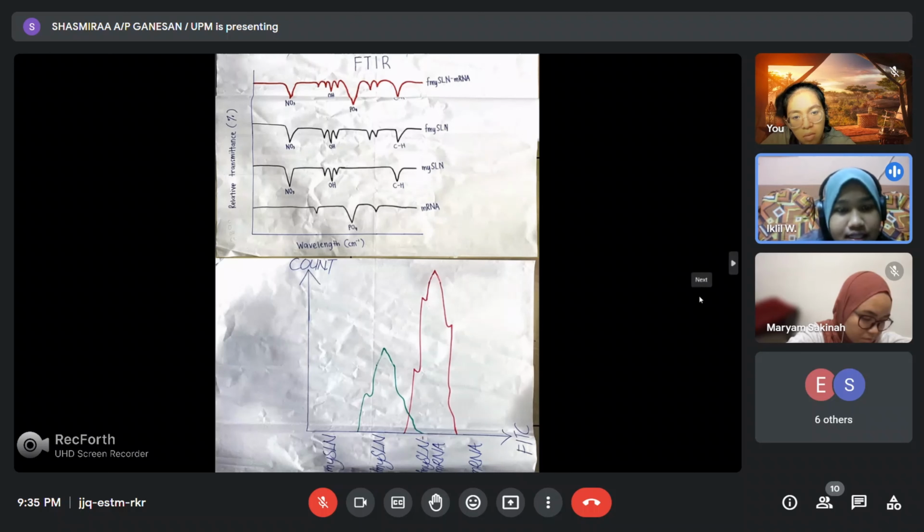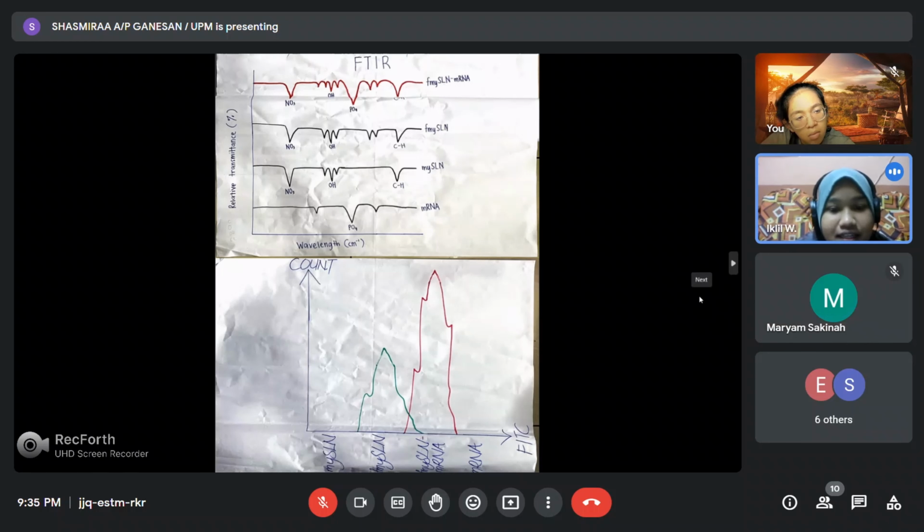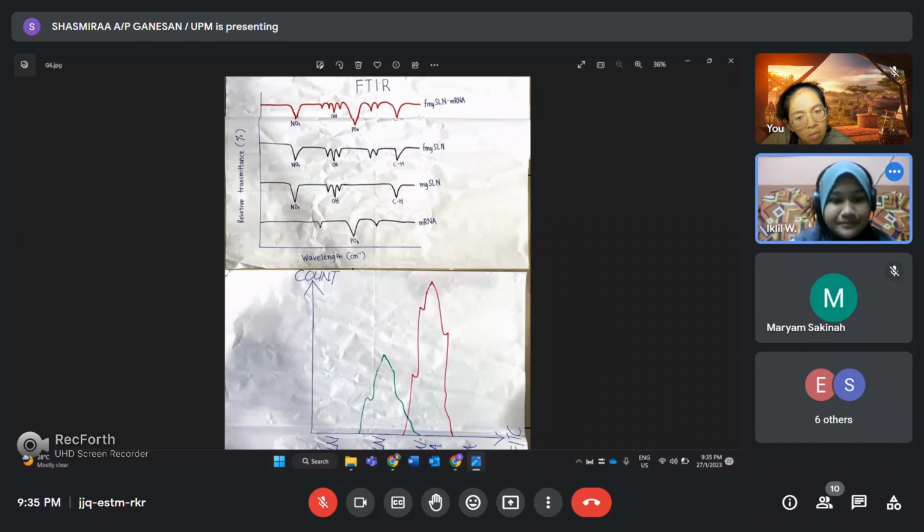If you notice, there are some thicknesses that are not conserved in red color for FMySLN containing mRNA. This is because the thickness is probably just some background noise. Okay, that's all from me. I'll pass to Shasmira.